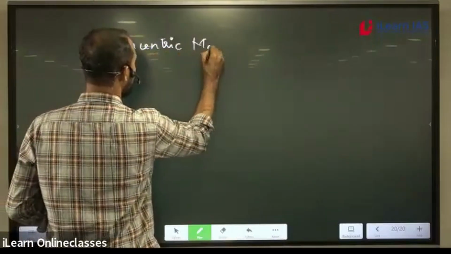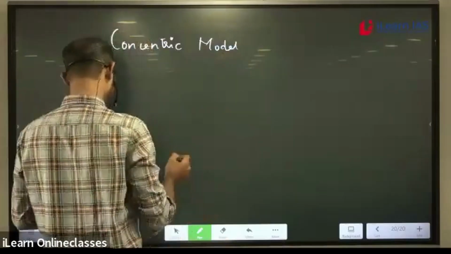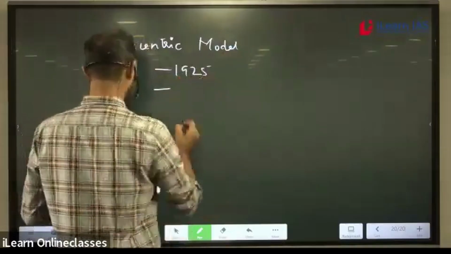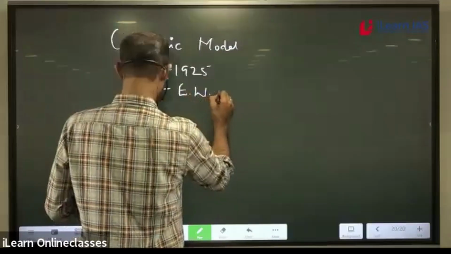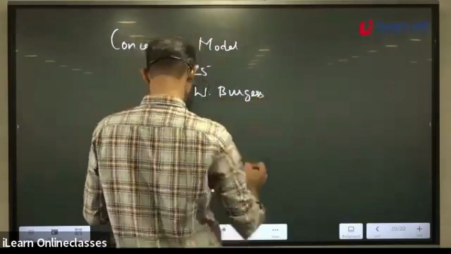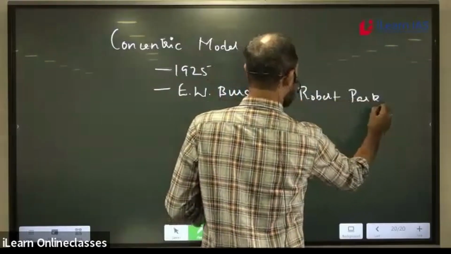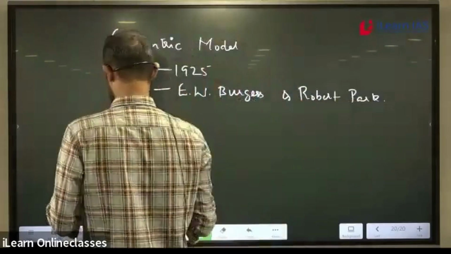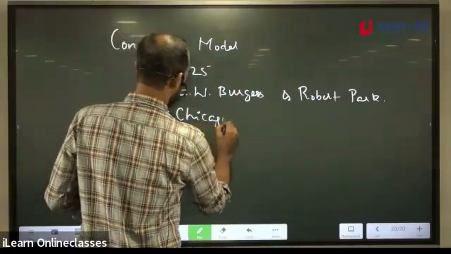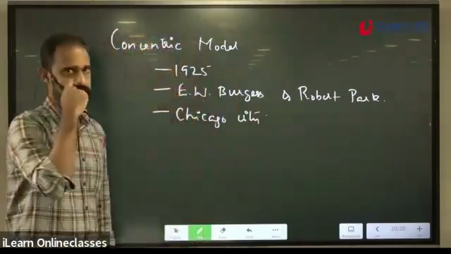Now, the concentric model is a very old model. This model came up in the year 1925, and it was provided by two people, E.W. Burgess and Robert Park. They came up with this theory by analyzing the city of Chicago in the US in 1925.